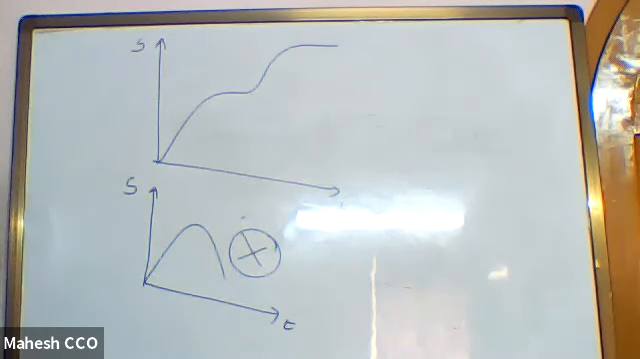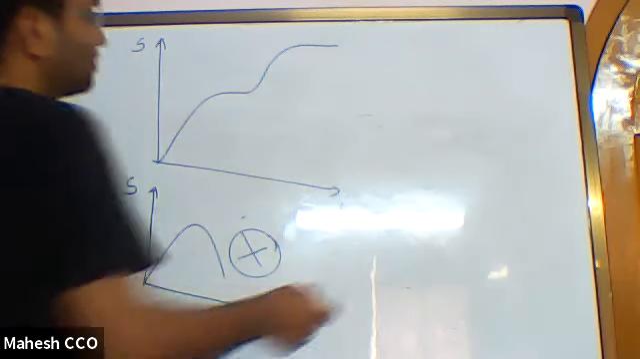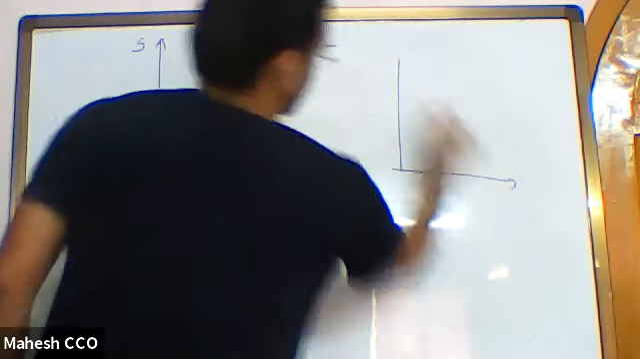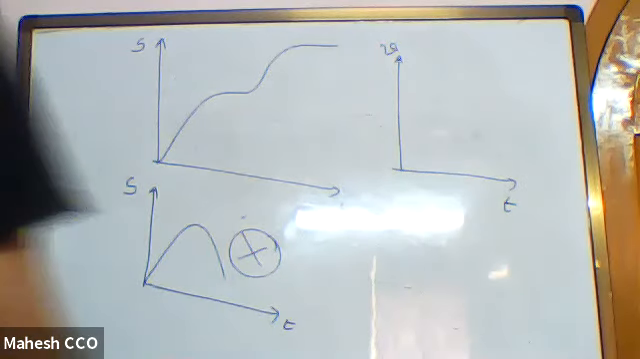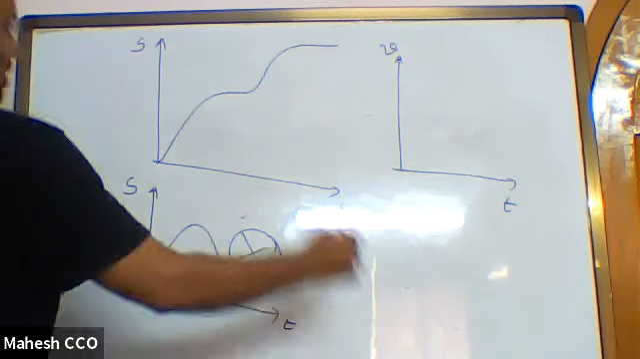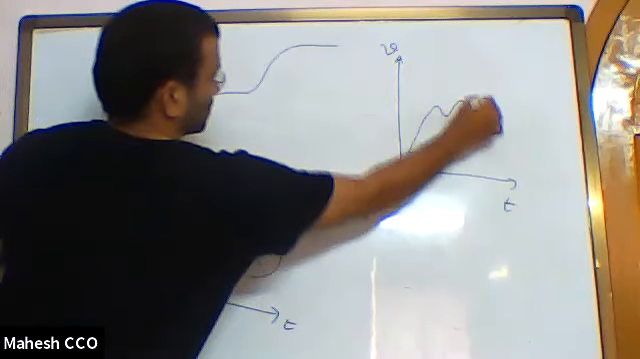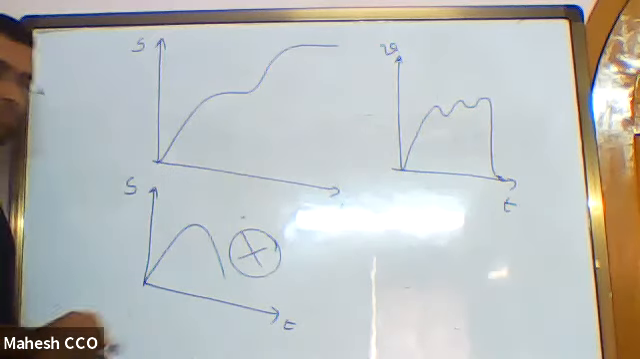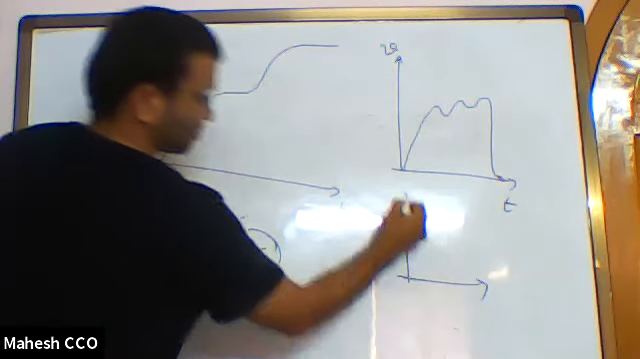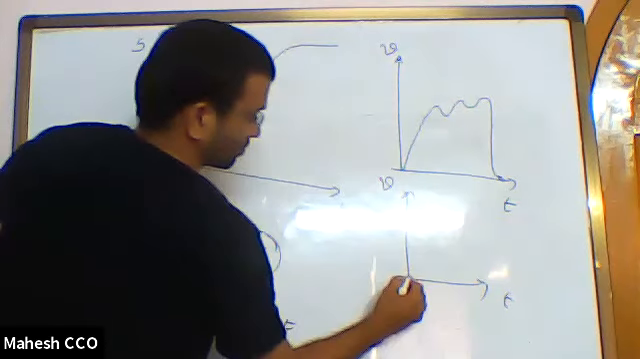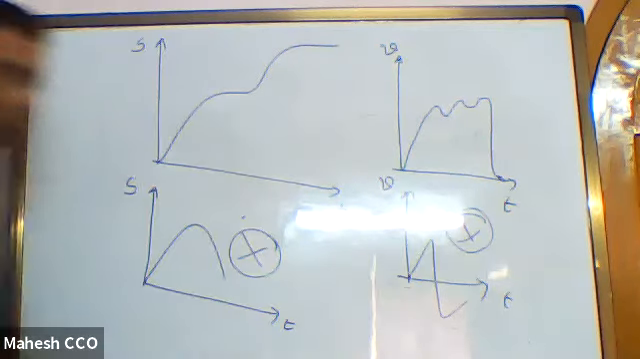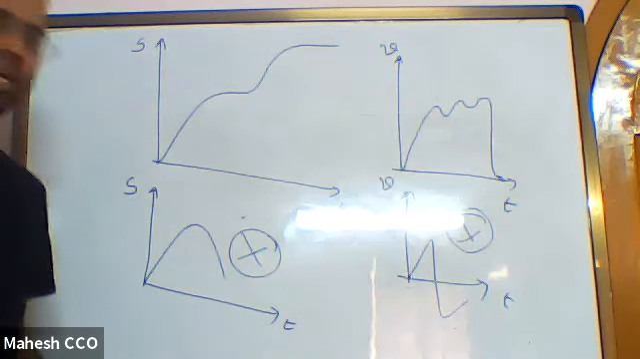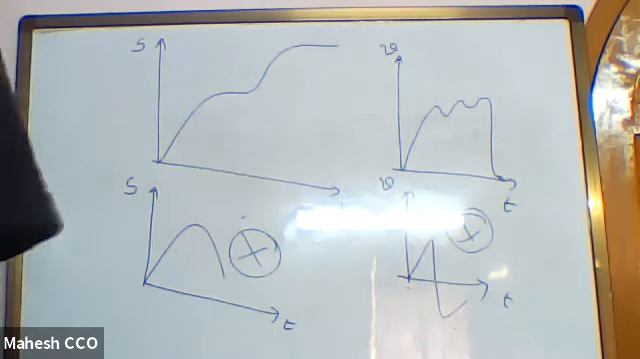Similarly, speed can decrease, no problem. If v is speed and we are drawing the graph versus time, it is okay. All this is fine. But if somebody gives you speed versus time like this, he is wrong. Speed can never be negative. It can decrease, increase, but it can never be negative.